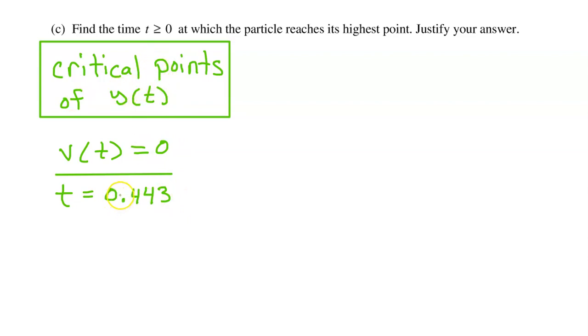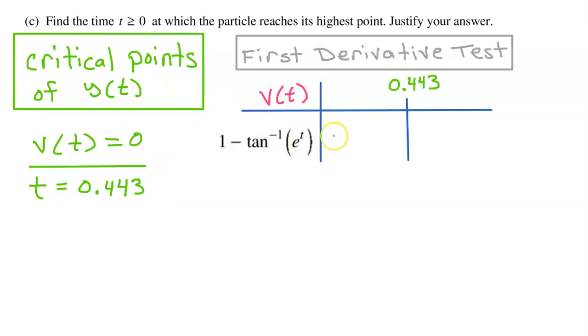If this turns out to be the location of a relative max, it will also be the location of the absolute max. So how can we tell if this critical point is the location of a relative max, a relative min, or neither? Our favorite tool for identifying the location of a relative max or a relative min is the first derivative test. So let's make a sign chart of velocity and see what happens at the critical value.